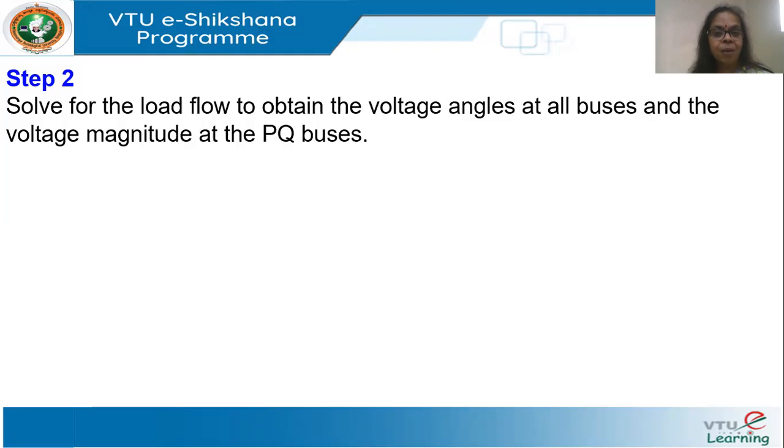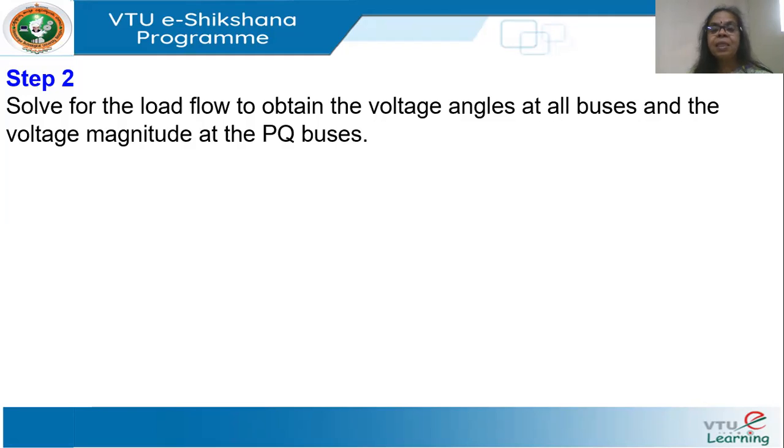Because at the PV buses, the magnitude is already specified, right? And the slack bus voltage is fixed, and the slack bus voltage magnitude is constant, and the angle is always taken as the reference and taken to be zero in our solutions, right?